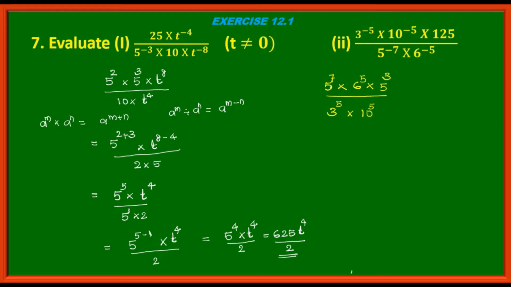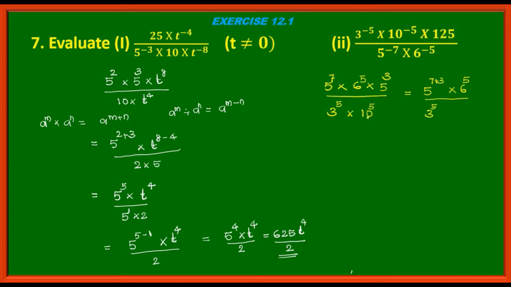See here, we can apply the law of exponent: a raised to m into a raised to n is equal to a raised to m plus n. So 5 raised to 7 into 5 raised to 3 comes to 5 raised to 7 plus 3, into 6 raised to 5, whole divided by 3 raised to 5.